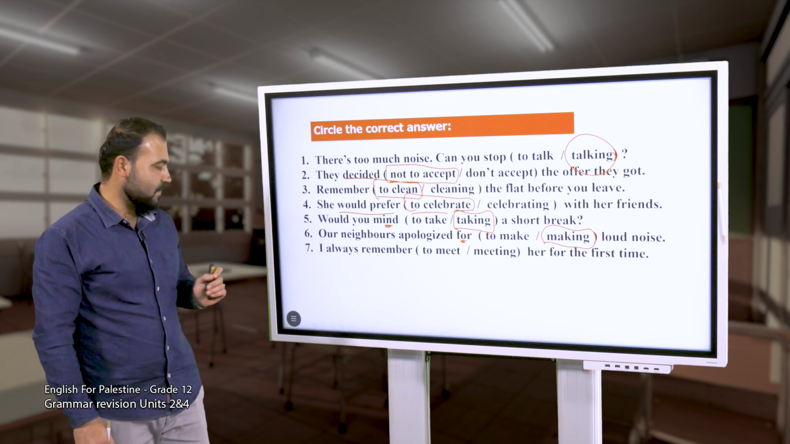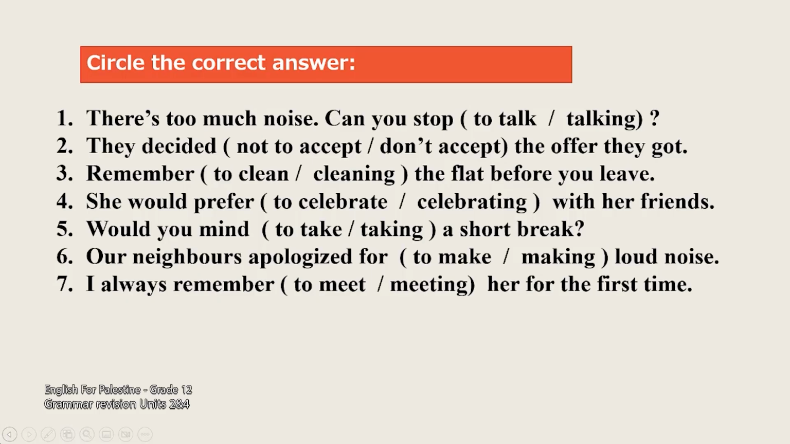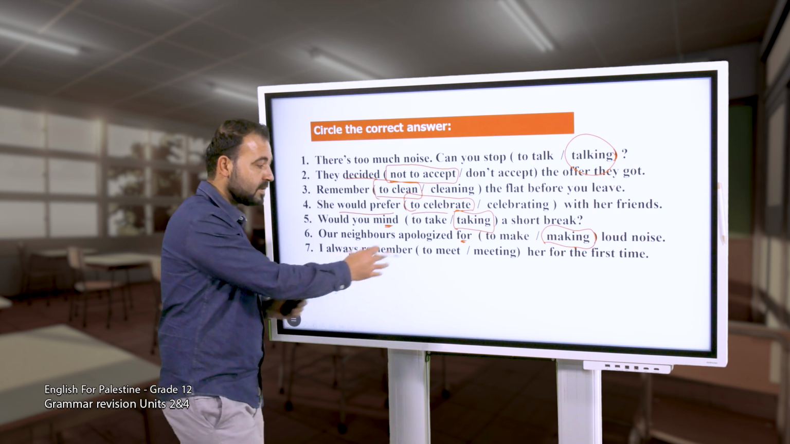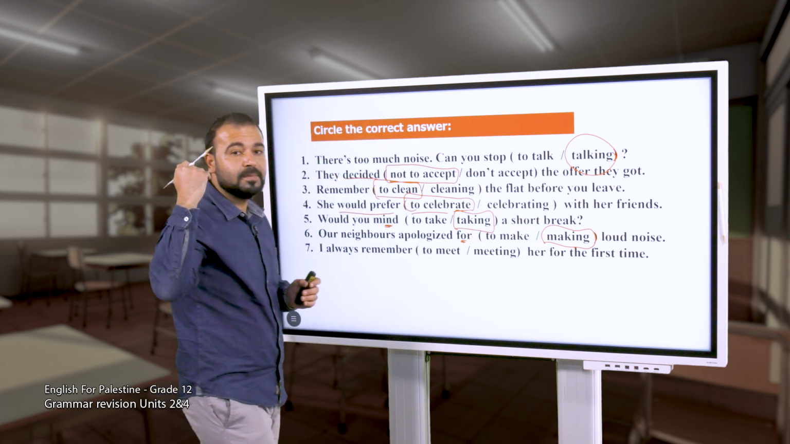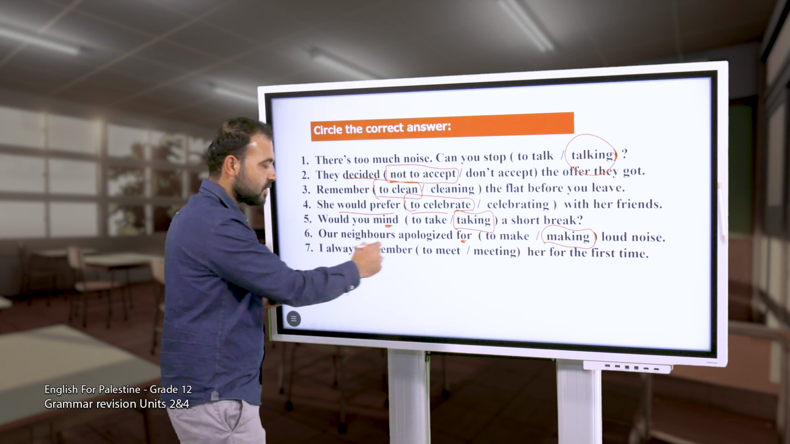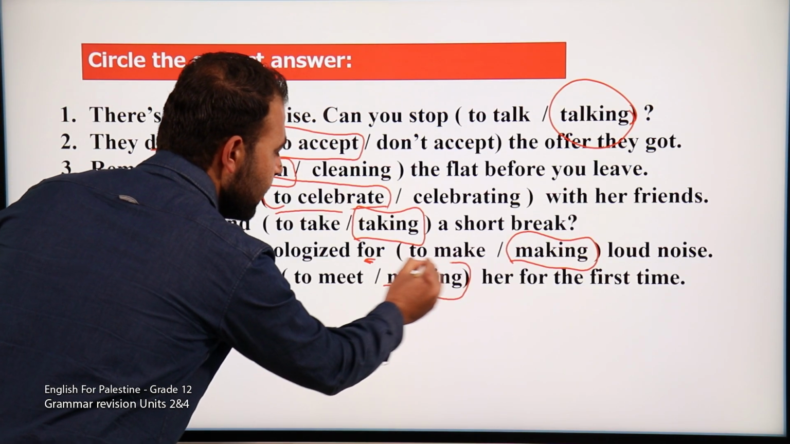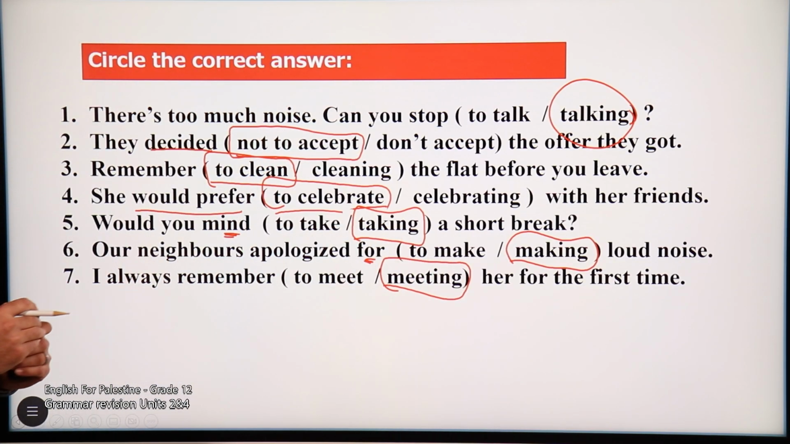Sentence number 7. I always remember to meet or meeting her for the first time. Remember something for the first time. Yes, I always remember meeting her for the first time.